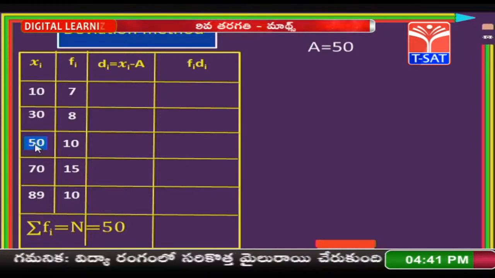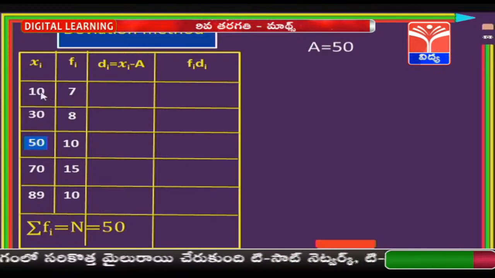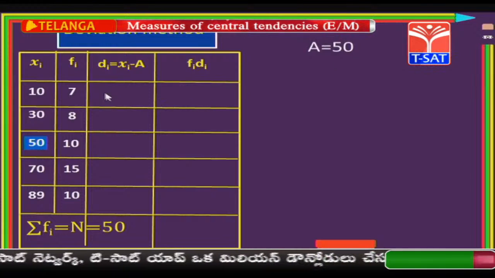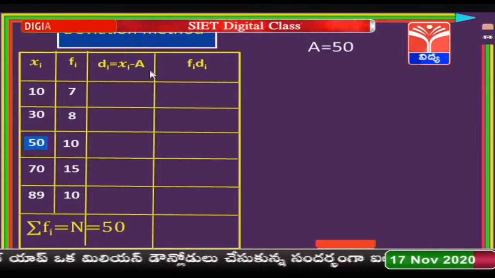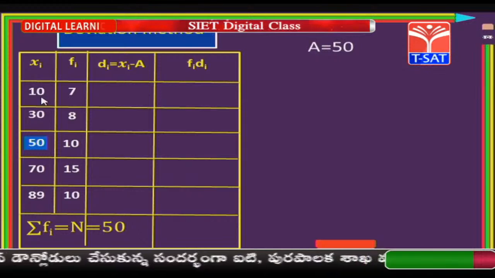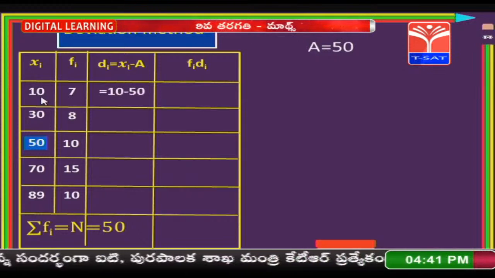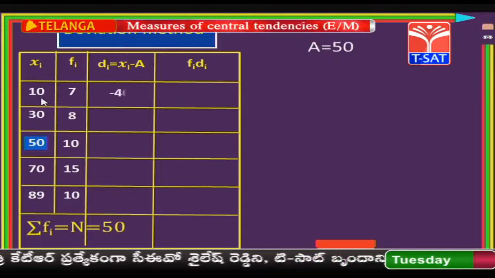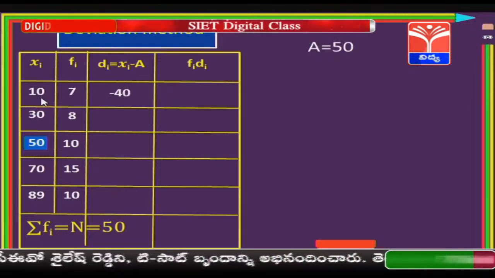Now, after getting this assumed mean, from each and every xi value you are going to take the deviation from 50. So, di is equal to xi minus a is the formula. So, the first value is 10. So, 10 minus 50 is minus 40. Likewise, what is 30 minus 50?